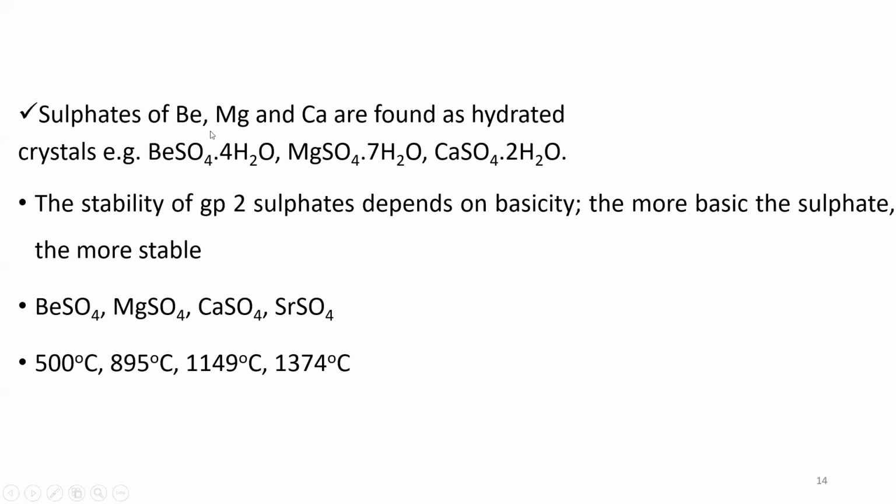The sulfates of beryllium, magnesium, and calcium are usually found as hydrated crystals. And for the stability of your group 2 sulfates, stability will actually depend on basicity. The more basic, the more stable the sulfate. So your strontium sulfate will be more stable than your barium sulfate, because your barium sulfate is less ionic, while your calcium and strontium sulfates will be more ionic and more basic. So the more basic, the more ionic, and the more stable.